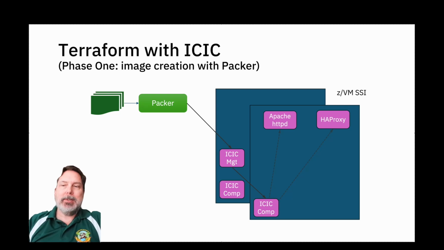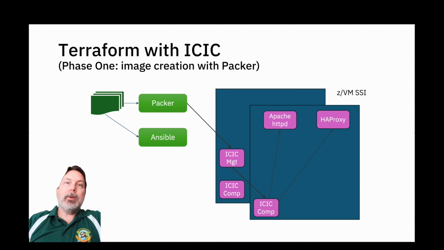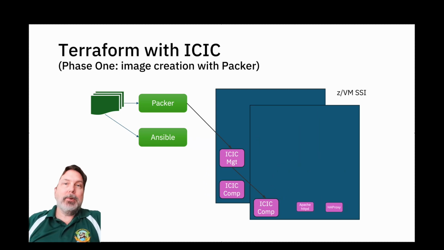by ICIC. And once ICIC has provisioned these two virtual machines, we're going to run some Ansible, that is, Packer is going to run some Ansible automatically to customize those two images. One is going to be customized as an HTTPD server, and the other as HA proxy. And once that's done, ICIC is going to create images of those two customized images.